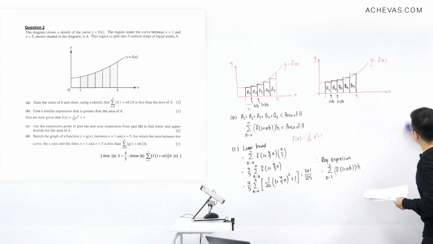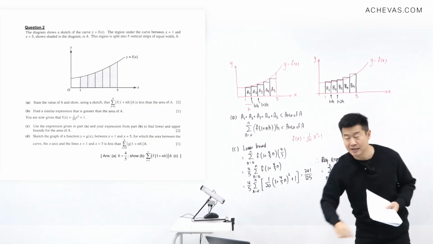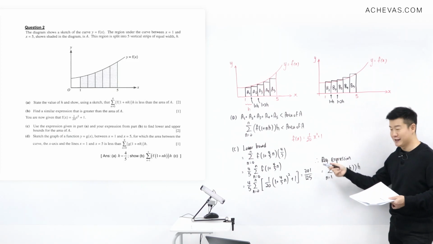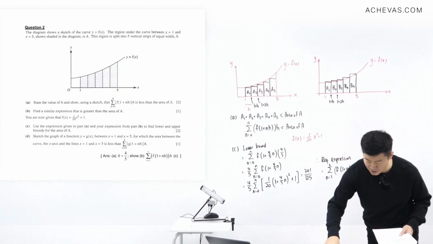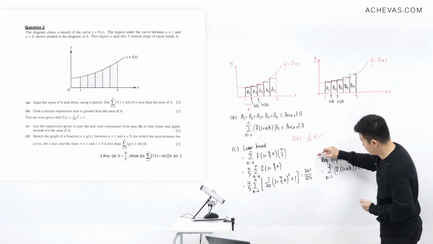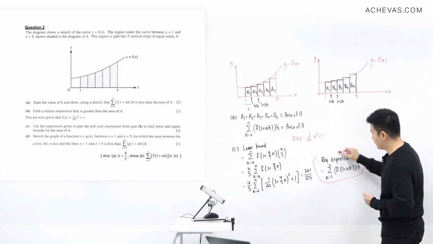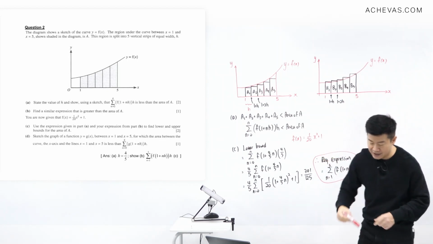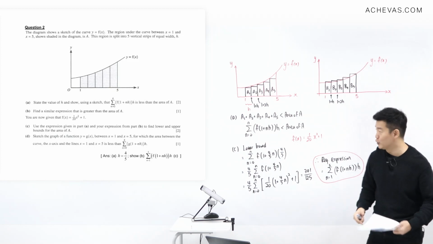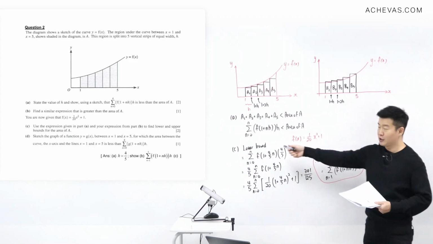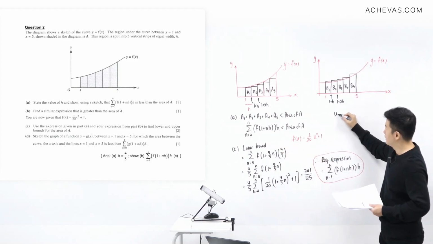So I'm still continuing with part C, but I'm going to leave this here. Let me just use red color to circle this. I will be making use of this. This is going to give us the hint of how the upper bound is going to look like.